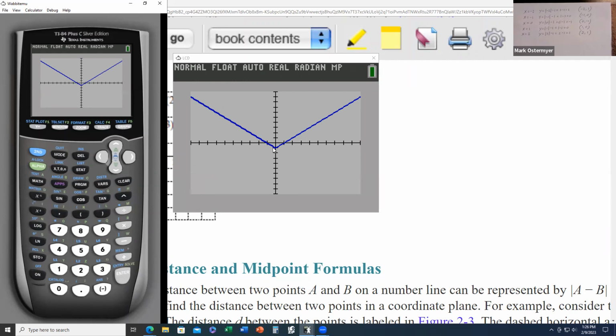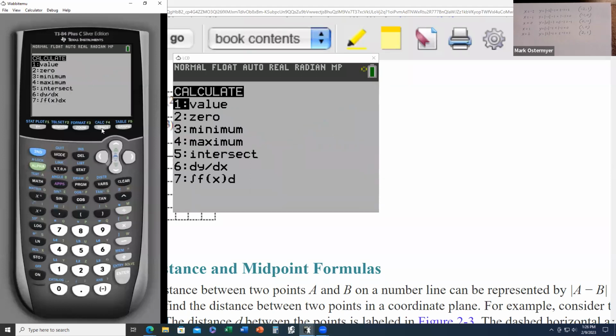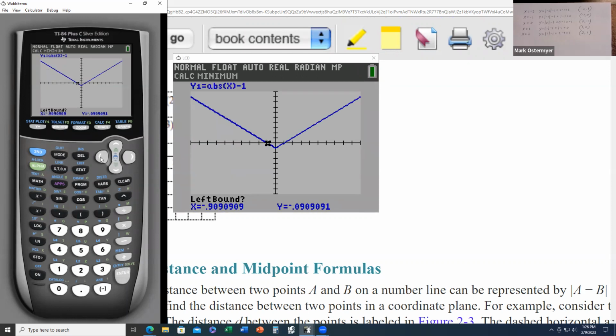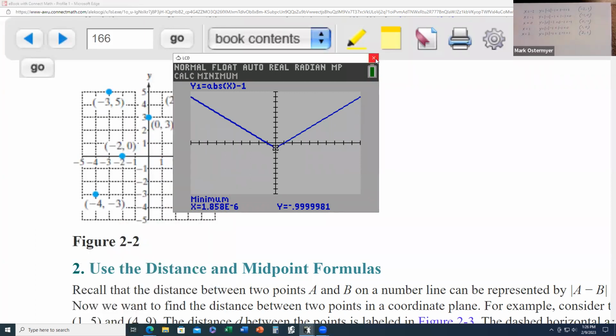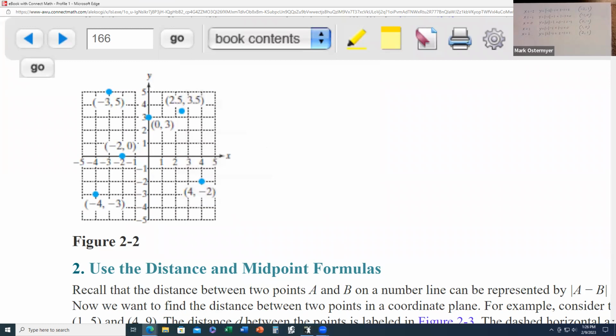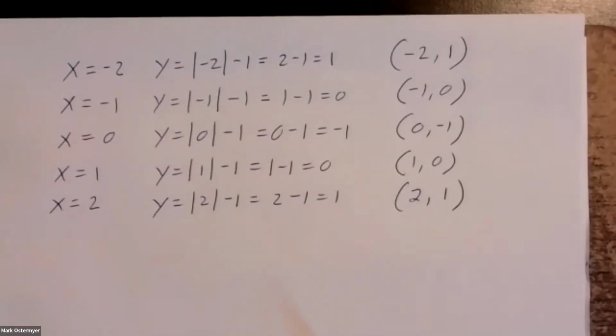You could find the minimum value down there by using your min function: second trace, calculate. Go down and use the minimum function now, not the maximum, the minimum. Left bound, have your cursor be a little bit to the left of that, enter. Right bound, cursor a little bit to the right, enter again, and boom. That is really 0 there, and y is really -1. You can see there's a little round-off error going on in here. Notice this also qualifies as a y-intercept, and you could find the x-intercepts the same way by using your zero function and calculate the way I demonstrated there. Any questions how we graph this either manually or with the calculator? All right, so that is that.